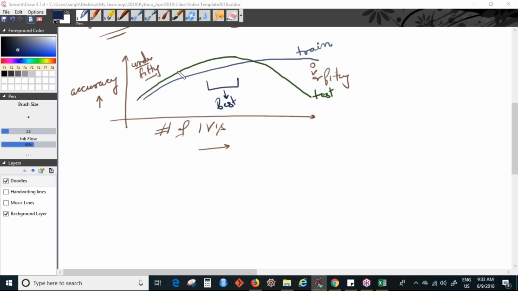Okay. Now this is a generalized graph that I have drawn. There might be small variations here. So the green one might look like this. Similarly, the blue one might look like this. I have just drawn a generalized smooth curve for them. So the best is this area where if you go this side, both of them fall. If you go this side, the test data accuracy falls. That is the best area.